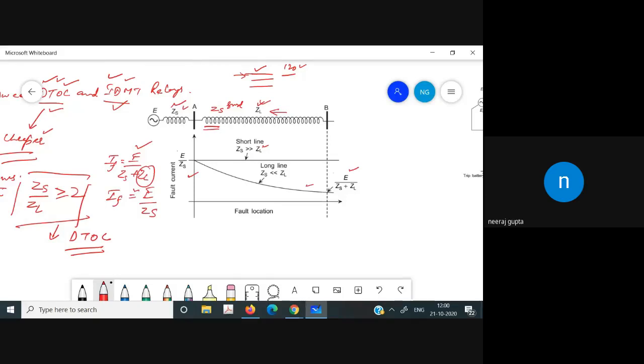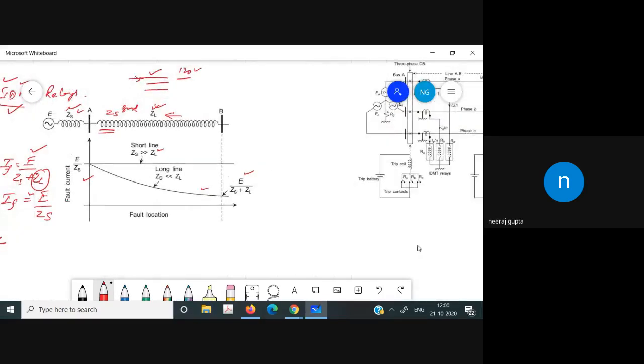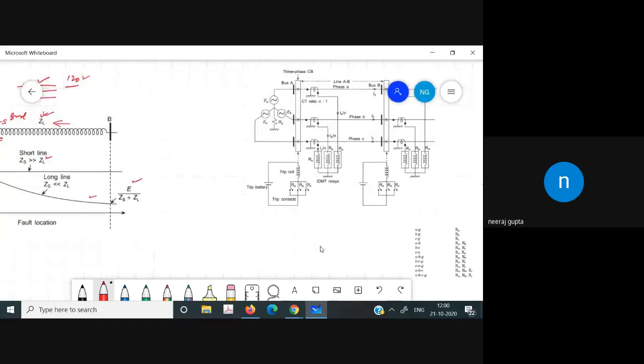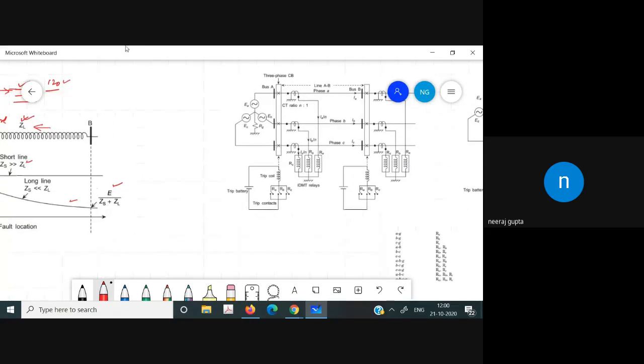Now we will discuss the protection of three-phase feeder. So the heading would be protection of three-phase feeder.